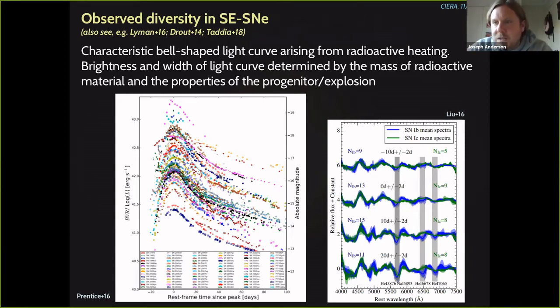In the spectra, you do see some diversity. I mean, this is the whole point. They're classified into different events depending on the presence or lack of different lines, but in general, they're still somewhat similar.